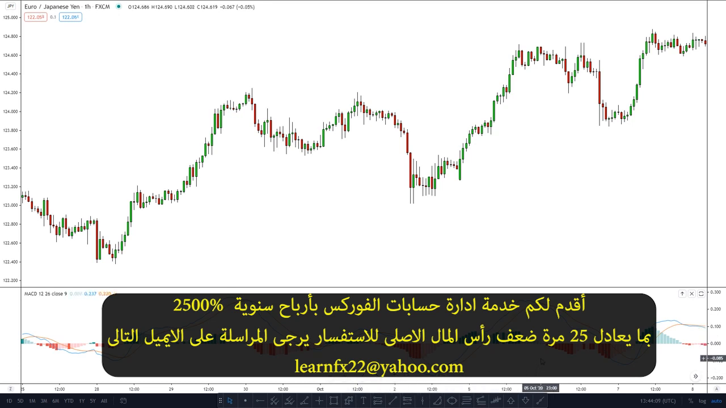Perhaps one of the simplest strategies involving this indicator is buying when the histogram turns green and selling when the histogram turns red. Let me be clear here and say that I'm not recommending that you do that. This is just a simplistic strategy, and I'm going to show you what's wrong with it in a moment.